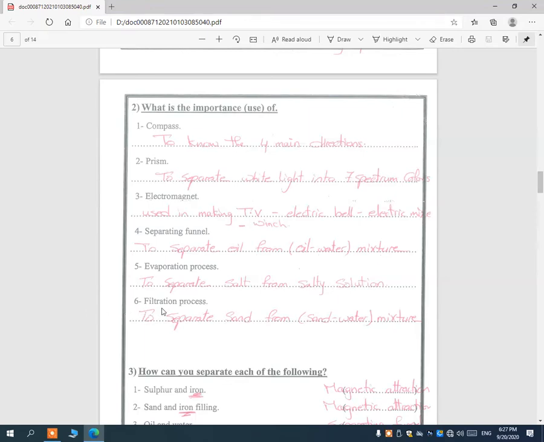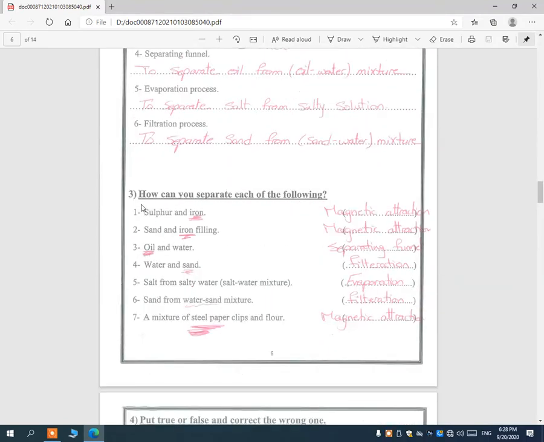Number 6, filtration process. Remember the filter. We use the filter to what? To separate the sand from water, so to separate the sand from the sand and water mixture.